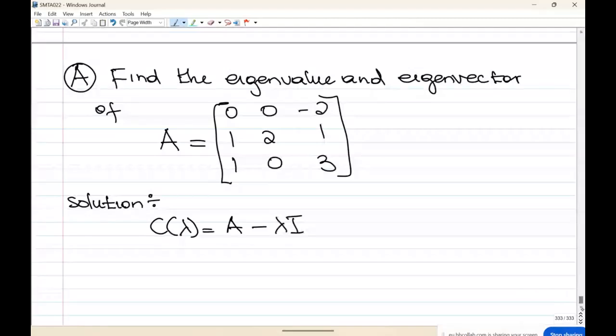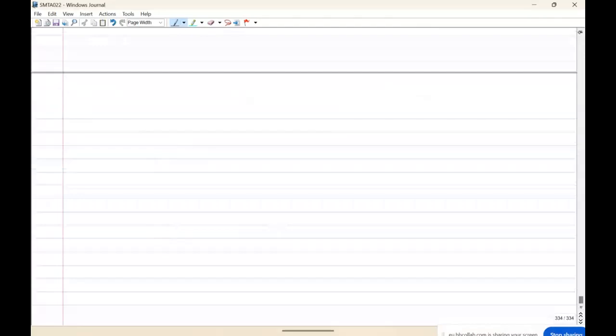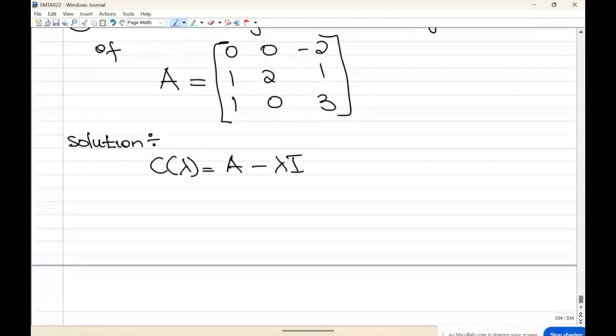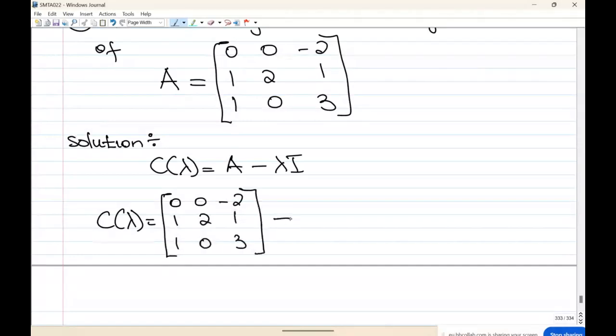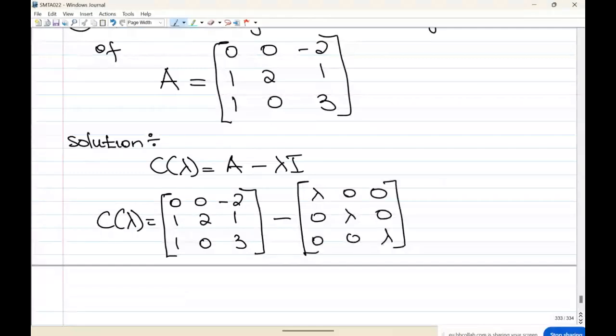Yes, sir. So from here, you are going to have your C lambda will be equals to, make sure that the matrix, everything is fine, 0, 0, minus 2, 1, 2, and then 1, and then 1, 0, and then 3, then minus, here if I want, I can put lambda, 0, 0, 0, lambda, and then 0, 0, 0, and then lambda. Can I get yes from you there, colleagues? All is well? Yes, sir.